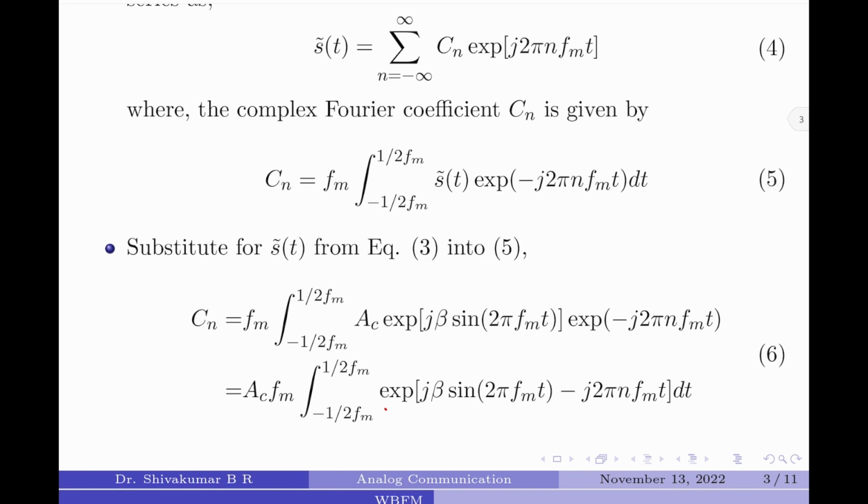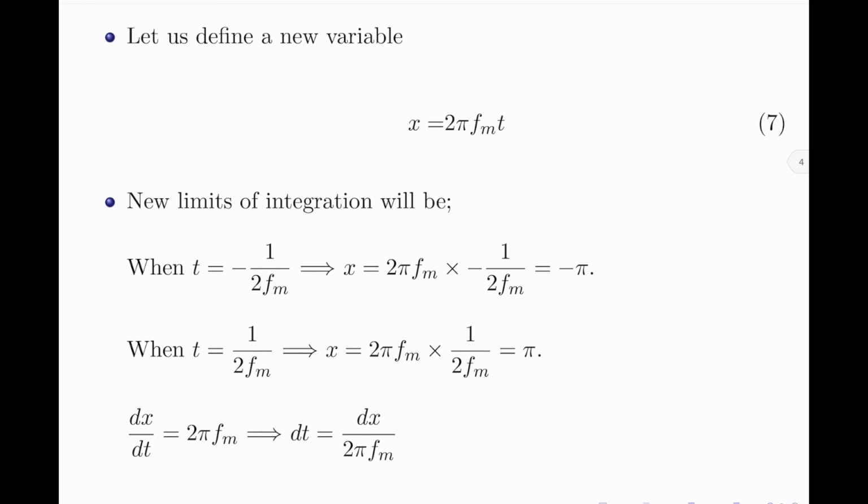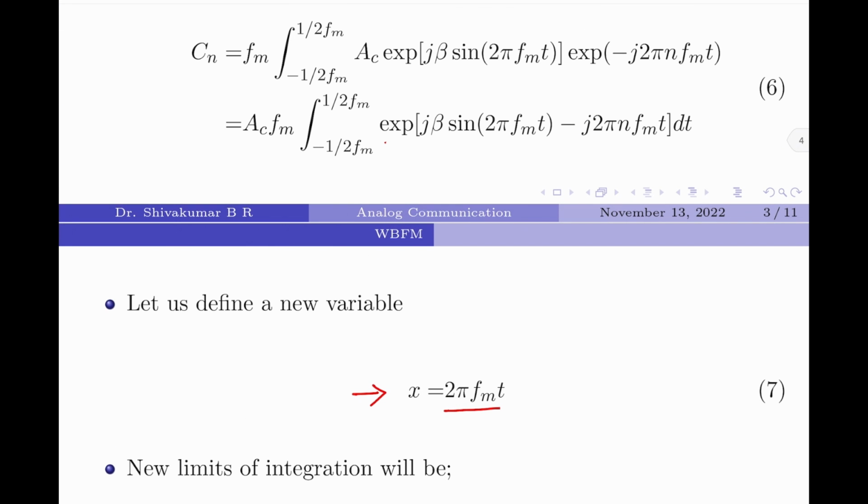Now, I want to simplify this equation, which is equation 6. So, I am going to perform a variable change here. Let a new variable be considered called x and let it be equal to 2 pi fmt. As I said, I am going to perform a variable change. If you come to the previous equation, which is equation 6, you should note everything is denoted in terms of t. Now, I am changing that term t to a new variable x.